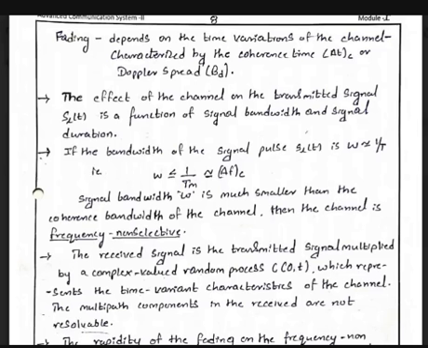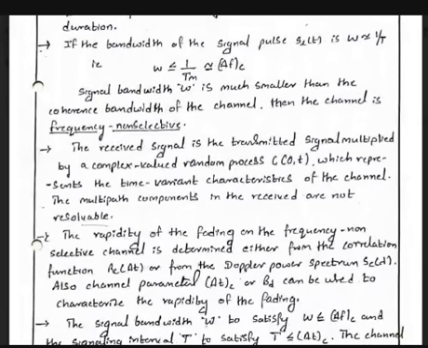In the previous case we discussed frequency selective, where the signal bandwidth, or transmitted signal bandwidth W, is much greater than the coherence bandwidth of the channel, that is delta FC. Okay, now the received signal is the transmitted signal multiplied by a complex valued random process, which represents the time variation characteristics of the channel. Okay, the multipath components in the received signal are not resolvable.